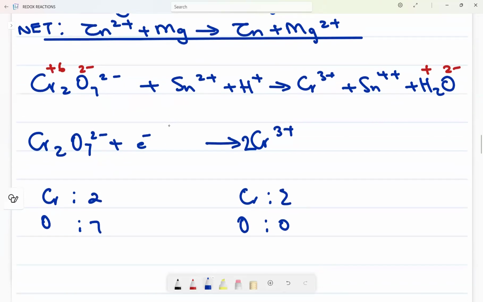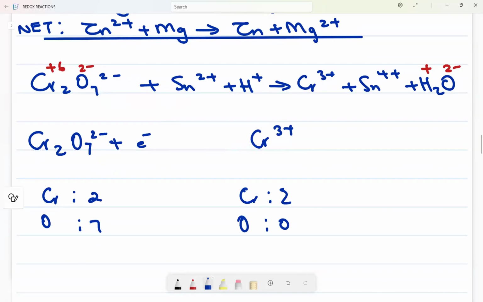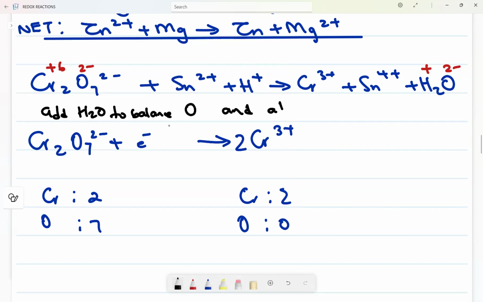But now, can you see the oxygens are not balanced here? How do I balance oxygen? I balance oxygen by adding, remember this is 2, add water to balance oxygen and add H plus to balance hydrogen. This is when I do it manually. So I need to balance oxygen, so I need to add water on this side, okay? Water.